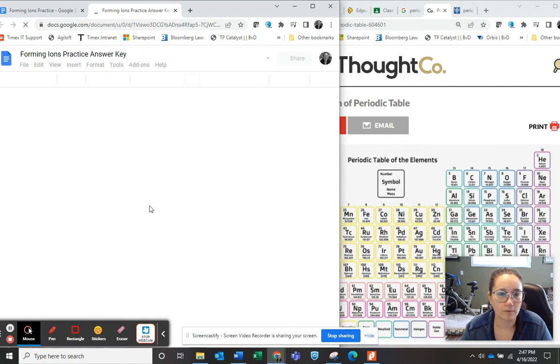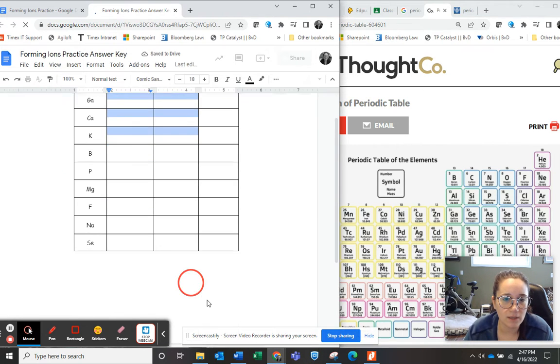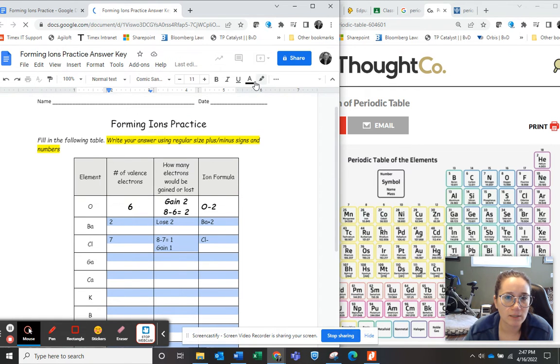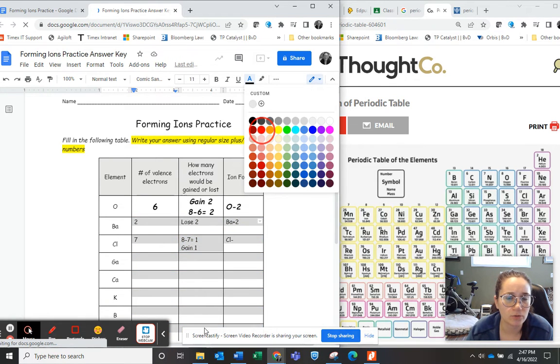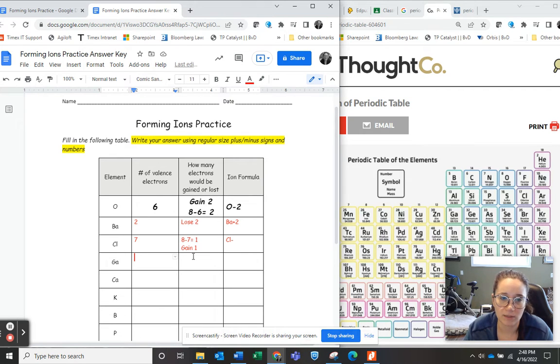Okay, and we're going to work off of this answer key document. So hopefully you are able to fill in some of this already. I'm going to change my color to red so that it's easy to see the answers here. Hopefully you're able to fill in the number of valence electrons, whether we're gaining or losing electrons, and the ion formed. Now, if you struggled with this, then go through and fill in as I fill it in, and we are going to get some more practice with this.